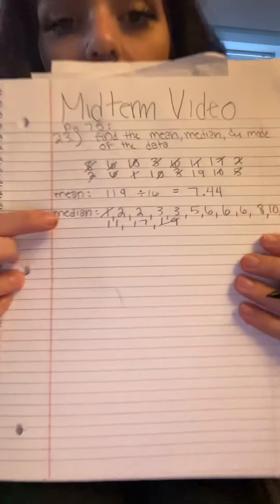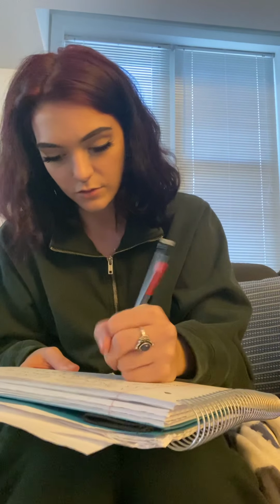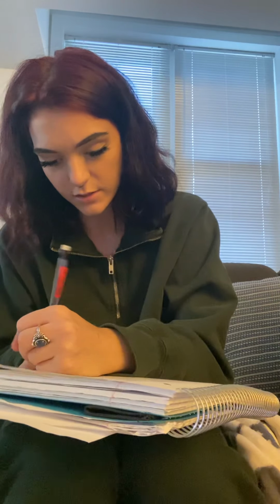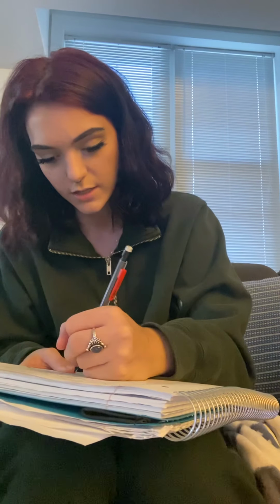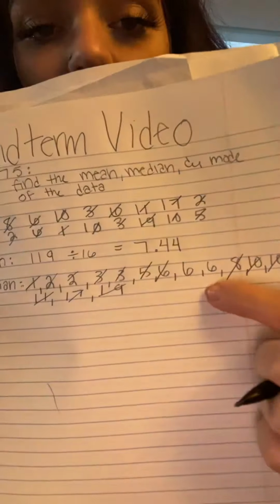So now median is the middle number in between the data. So we're going to cross off each. First I'm going to cross off 1 and then 19, because they are both first and last. Then we're going to cross off 2 and 17, 2 and 11, 3 and 10, 3 and 10, 5 and 10, 6 and 8, and then with this specific group, we have in the middle 2 6s.